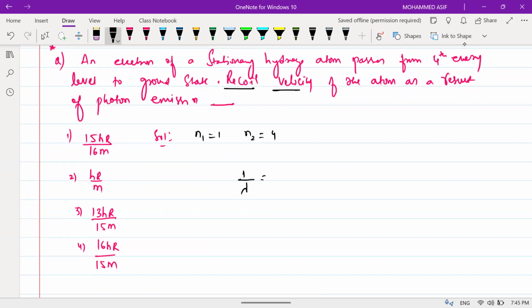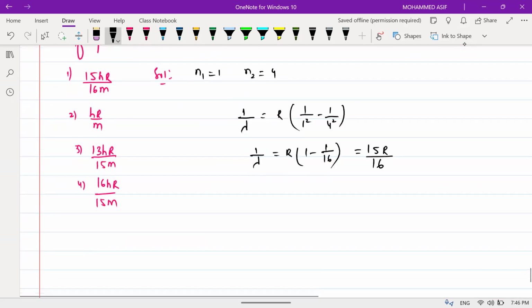1 by lambda is equal to R. Hydrogen-like atom, it is 1 by 1 square minus 1 by 4 square. So how much is it? 1 by lambda is equal to R into 1 minus 1 by 4 square is 16. So 16 minus 1, 15. So 1 by lambda is equal to 15 into R divided by 16.